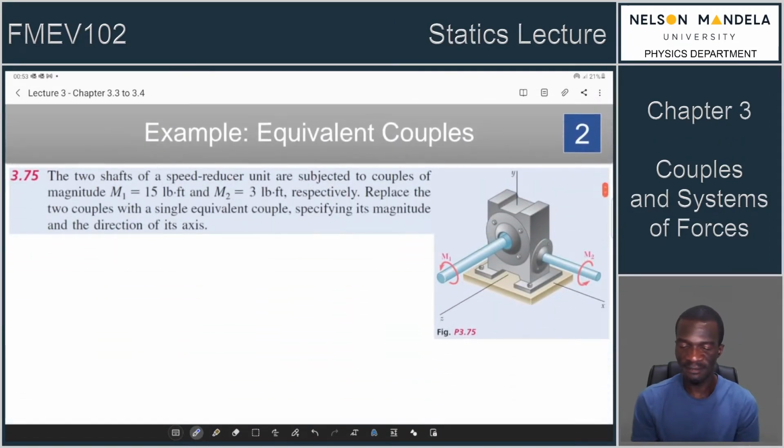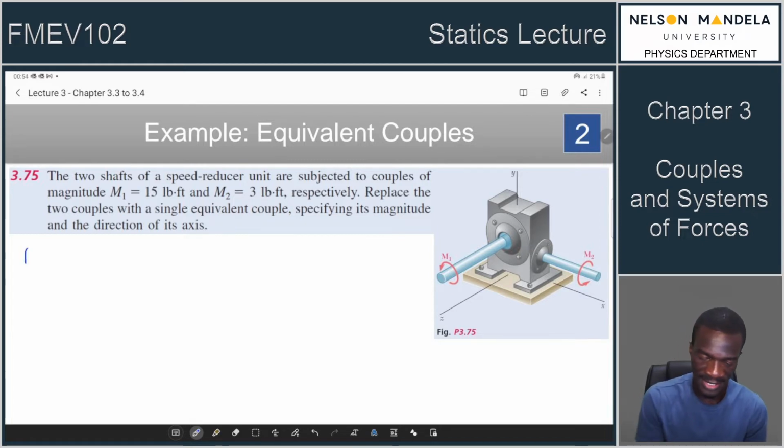So here you have an example of equivalent couples. There are some shafts of a high-speed reducer unit. They are subjected to couples of magnitude M1 is 15 foot-pounds and M2 is 3 foot-pounds. So the question is, replace the two couples with an equivalent couple, specifying its magnitude and direction. So here we've got our M1.